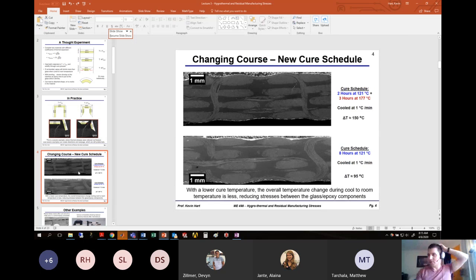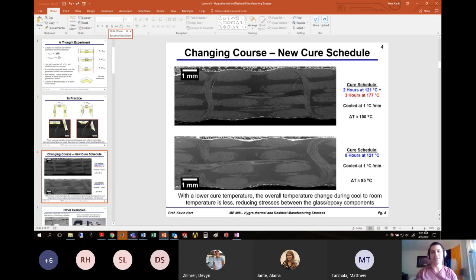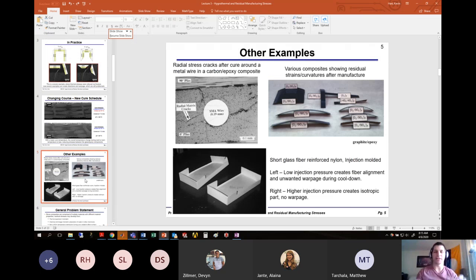Now, that again is an extreme example where you sort of have fracture occurring because the stresses are so great that they're creating internal fractures during the cooling process. All right, here are some other examples as well. So if you have the deck in front of you, you can maybe see this a little bit more clearly. But here are some other examples.